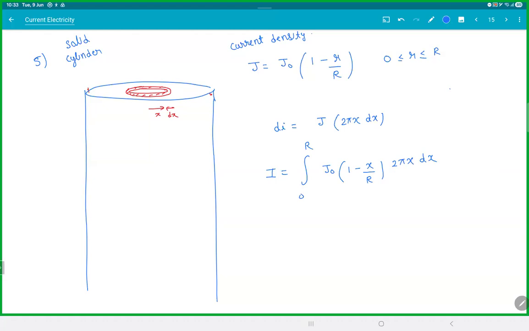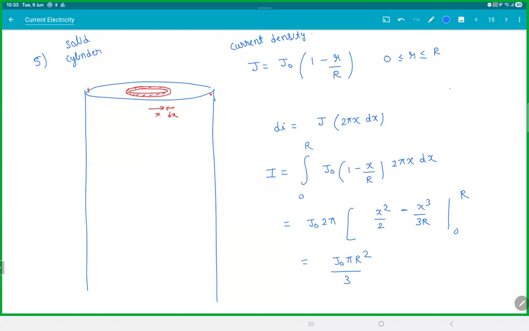That's all we had to do. This will be J naught 2 pi. When you integrate this, this will be x square by 2 minus x cube by 3R, limits 0 to R. J naught pi R square by 6. 6 or 3? Wait, I messed up something. Yeah, 3. The 2 is there in the numerator. Clear with this? There's nothing much.